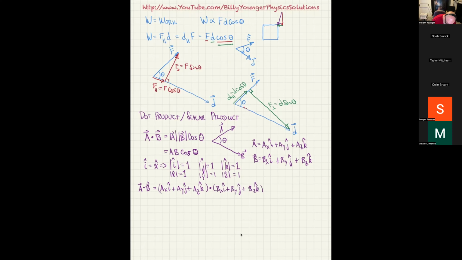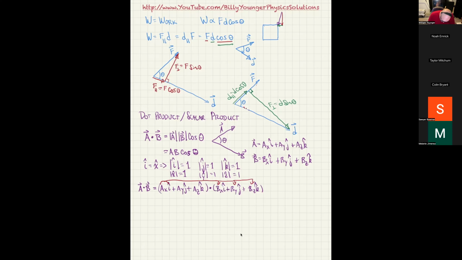Now, our distributive property tells us that I should take this first term and multiply it by that first term. Then I'm going to take that first term and multiply it by the second term. And then I'm going to take that first term and multiply it by that third term. Then I'm going to do the same thing with the second term in the first vector, and then the same thing with the third term in the first vector.